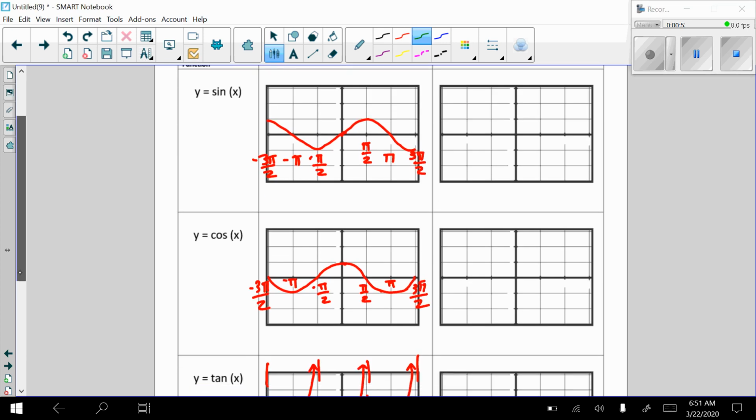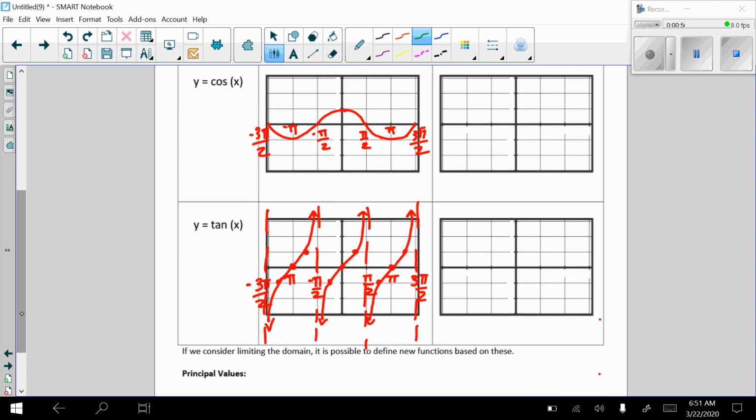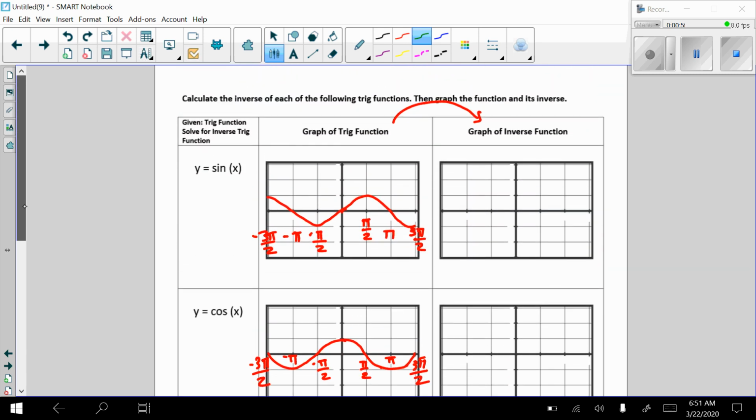Okay, so hopefully your graphs look like mine. We've got sine, cosine, and tangent, nothing new there. What we're going to talk about now is what the inverses of these functions would look like. Now we have a couple ways that we can do this. The first way we learned last year is that we can interchange the x and y of our given function and then solve for y.